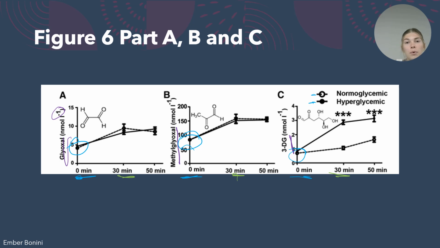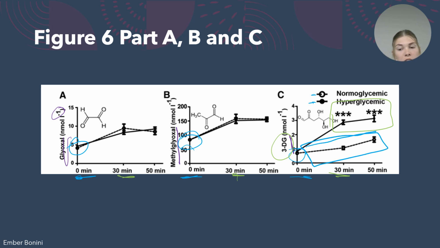And the most important part to note from this figure is in the 3-DG, our 30-minute and 50-minute markers are the ones of most significance. I know it's hard to see in here because of how small the circles are, but if you look closely, you can see this bottom line. I'll go ahead and kind of box it right here.